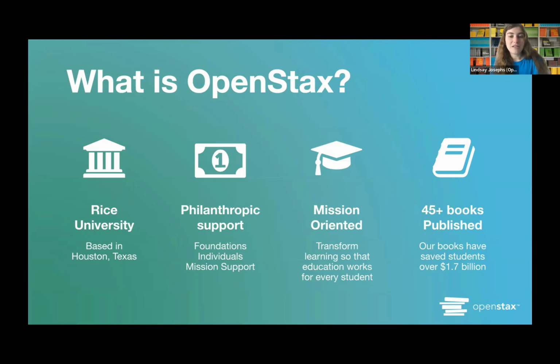OpenStax is a mission-oriented organization, and our aim is ultimately to transform learning so that education works for every single student. One of our main areas of work is publishing our library of free, openly licensed, and peer-reviewed textbooks. These textbooks are available for free online in WebView and PDF formats. Since 2012, we have published a library of over 45 textbooks, thereby saving students over $1.7 billion in textbook costs in the process.